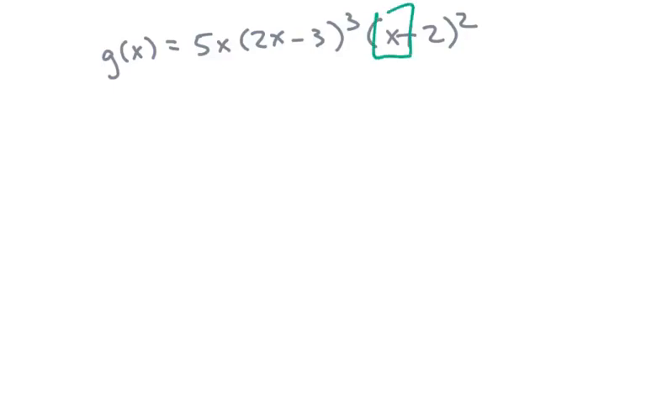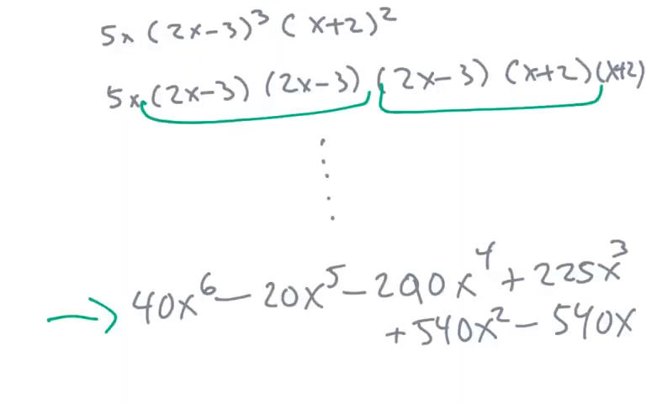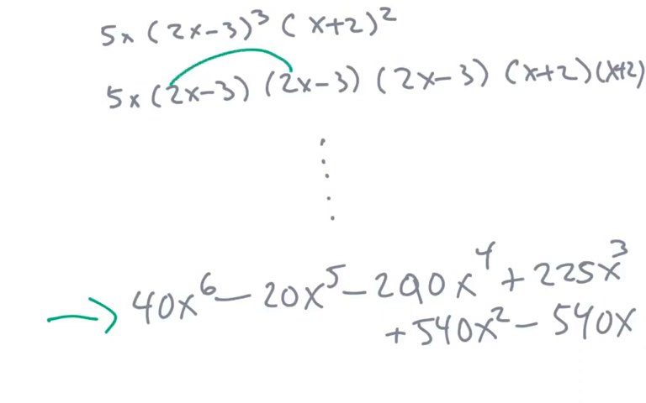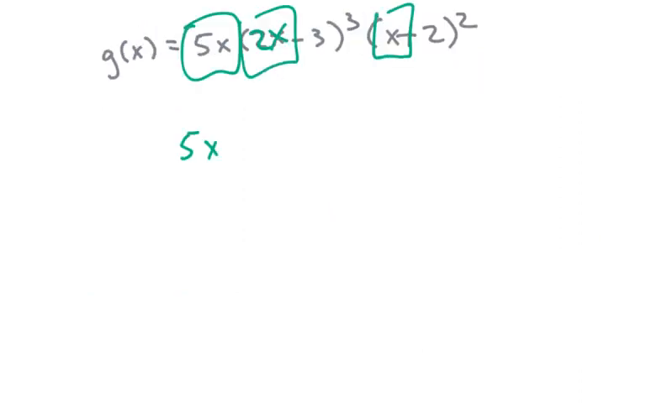All we care about are the highest powers in each set. So 5x is still just 5x. Here we're going to have 2x, and if you think about it, you're going to end up doing 2x times 2x, it's going to give you 4x squared, and then later on you're going to multiply by another 2x, which is going to give you 8x cubed. So we know we're going to get another 8x cubed, and then the last one we're going to have x and squared, so it gives you x squared.